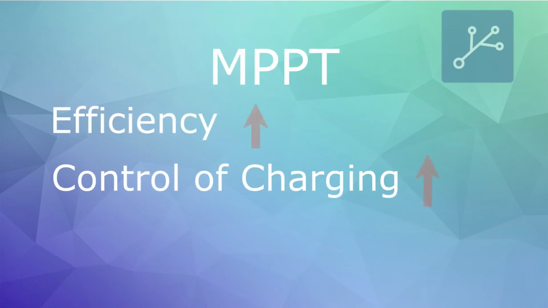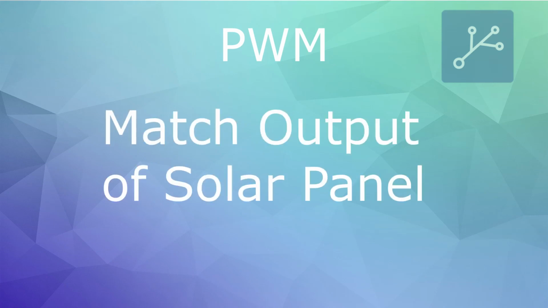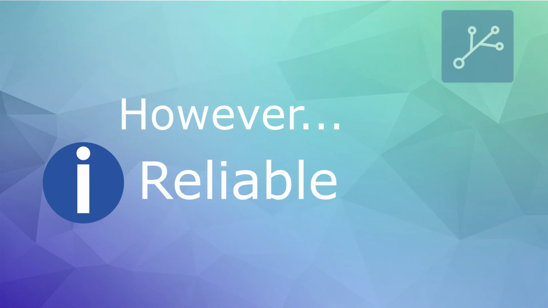Overall, MPPT regulators allow for greater efficiency and control of charging, no matter what voltage the solar panel has. If you're wanting to implement a PWM system, you have to match the solar panel output to your battery system itself. However, it's still a reliable method of charging a battery system from the sun.